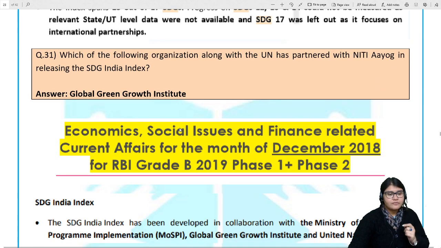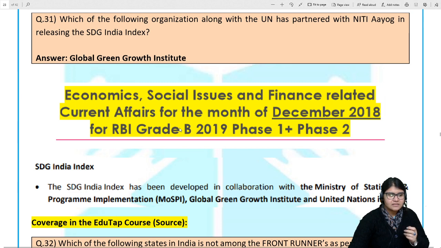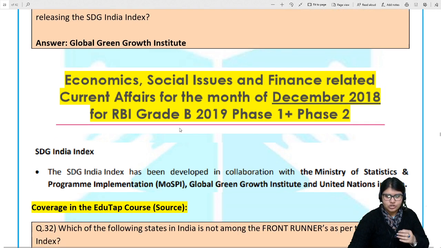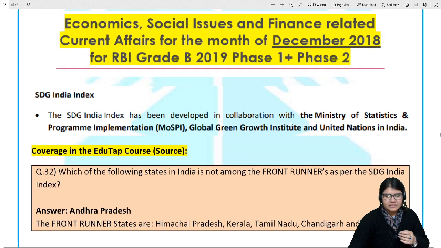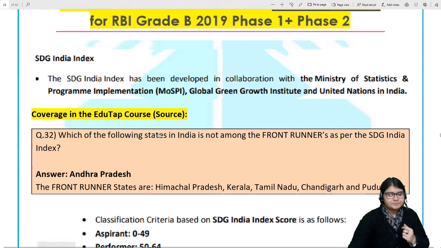Next, which of the following organization along with the UN has partnered with Niti Aayog in releasing the SDG India Index? The answer is Global Green Growth Institute. Again, this was there in the magazine that we had covered. You can see very clearly that it has been developed in collaboration with MOSPI, that is the Ministry of Statistics and Program Implementation, Global Green Growth Institute and UN.